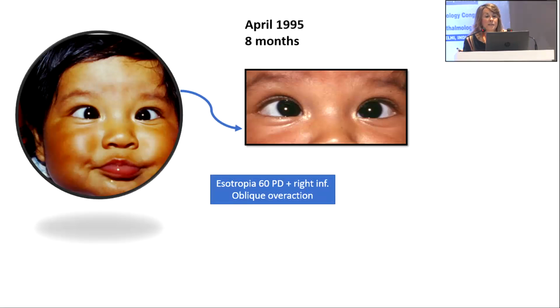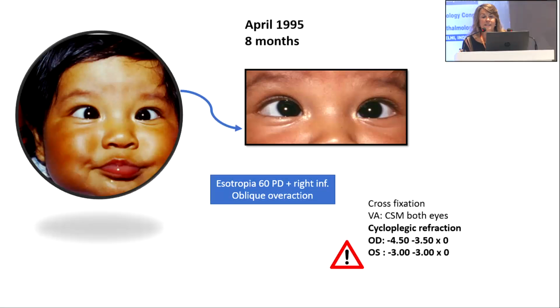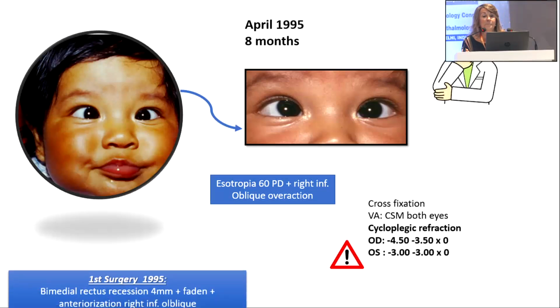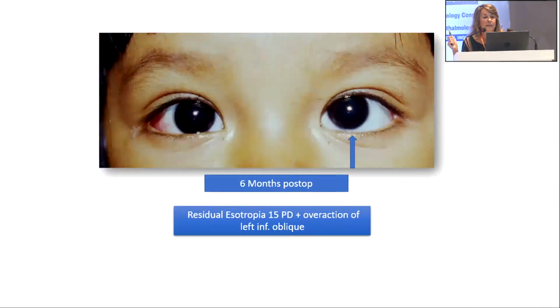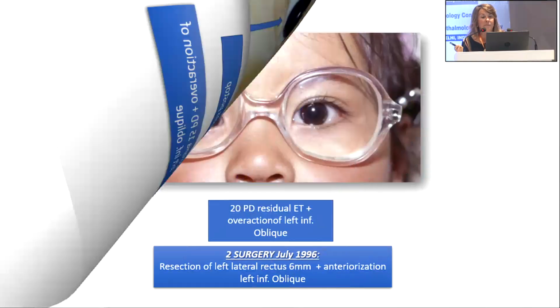She had an esotropia of 60 prism diopters with what I thought at that time was only a right inferior oblique overaction. But what was peculiar at my examination is that I found this cycloplegic refraction at 8 months. So my first surgical procedure on her was a bimedial rectus recession with a FUN and anteriorization of only the right inferior oblique. Postoperatively, she had a residual esotropia of 15 prism diopters with, of course, overaction also of the left inferior oblique.